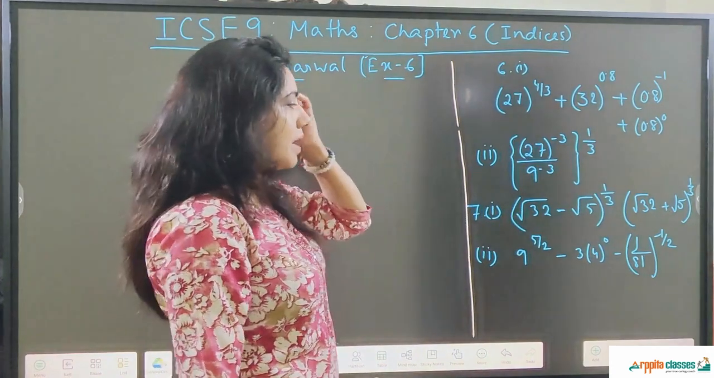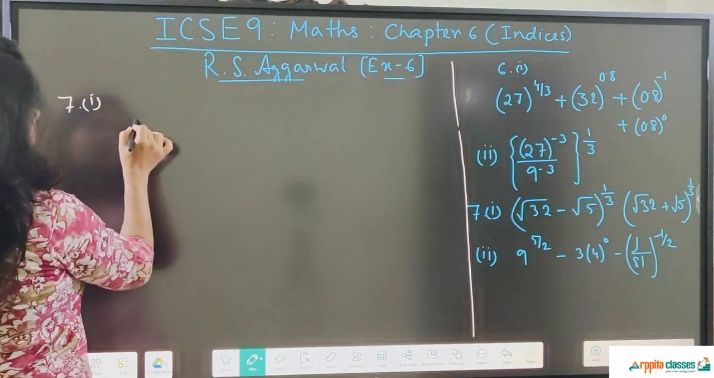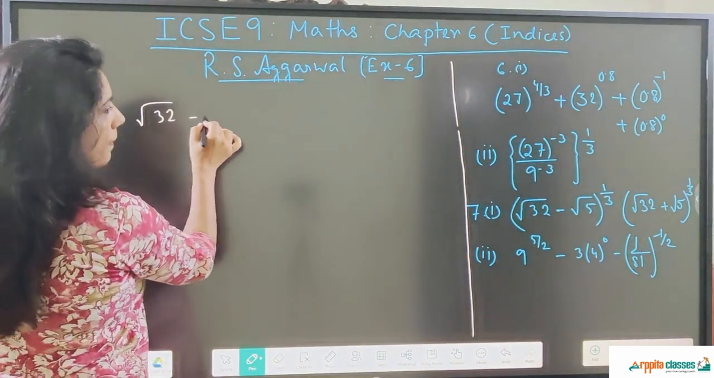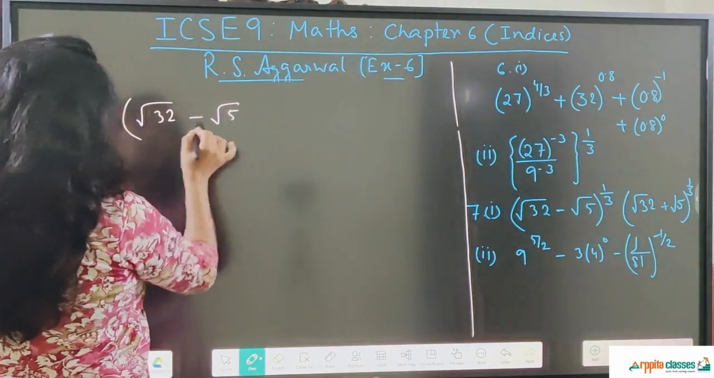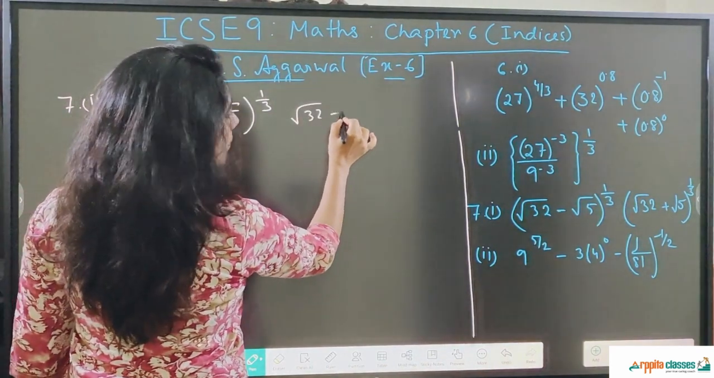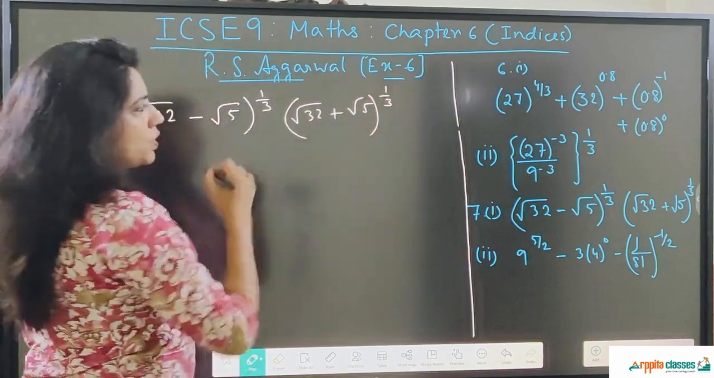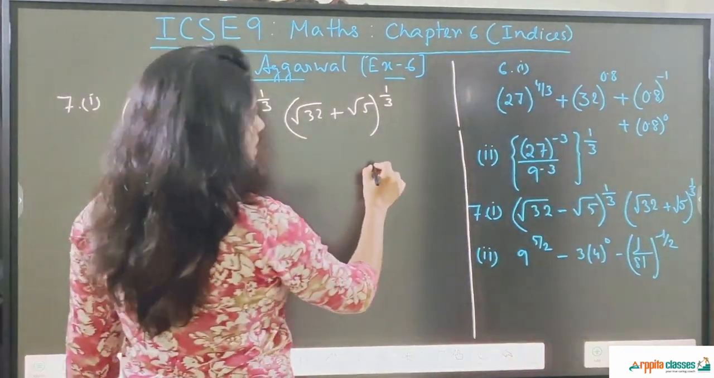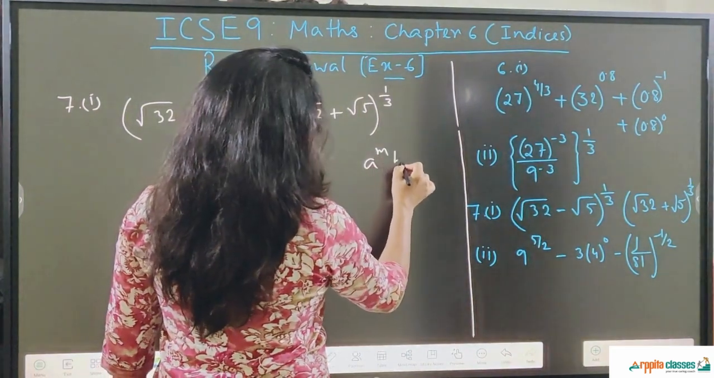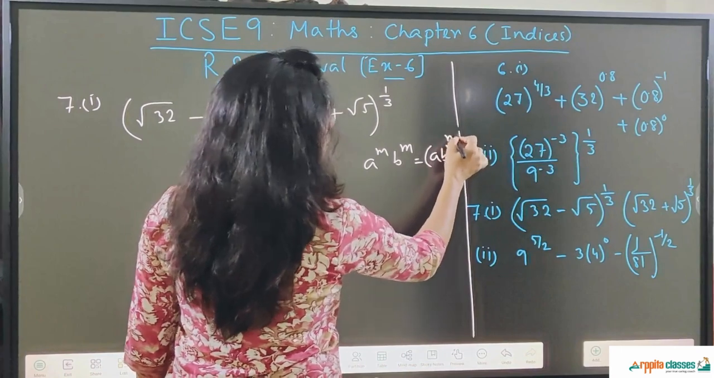Now let us start with the 7th, the first one. 7th question, the first one is root 32 minus root 5 whole to the power 1 by 3 and root 32 plus root 5 whole to the power 1 by 3. So now here you can see this property. It is like a to the power m and b to the power m should be equal to a into b whole to the power m.